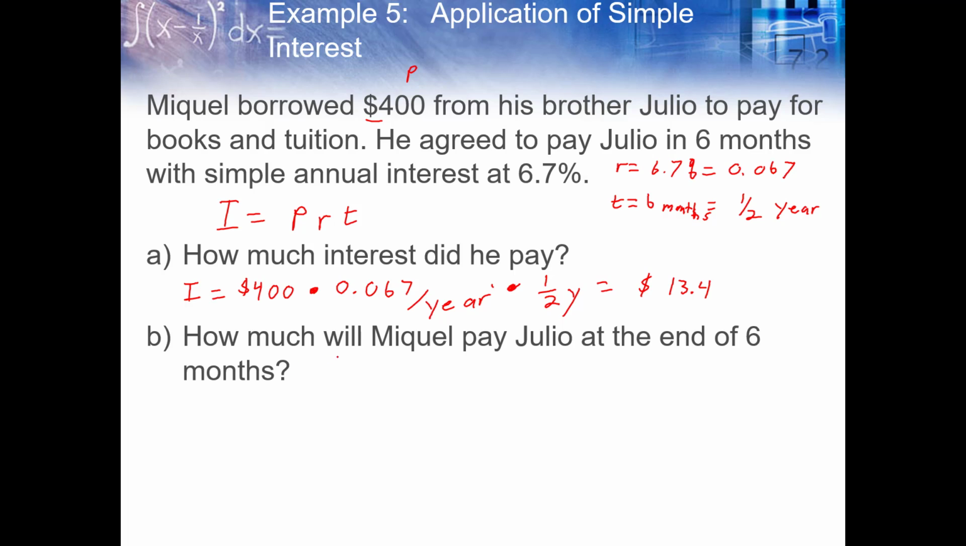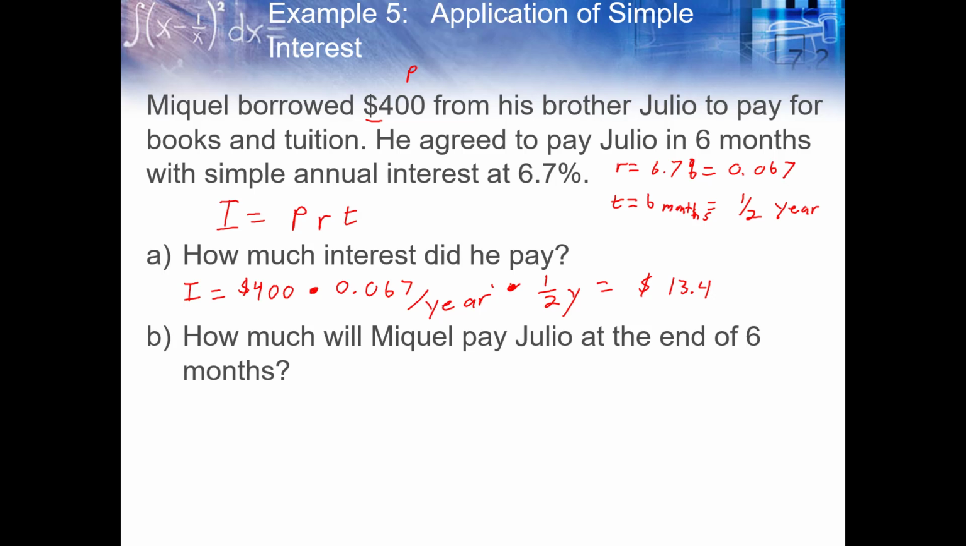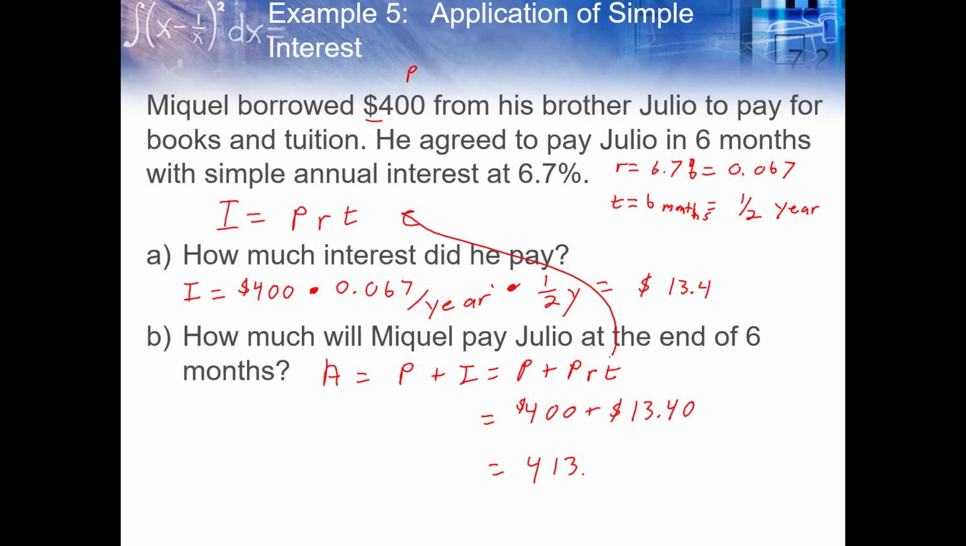And then your next problem here is, how much will Miguel pay Julio at the end of 6 months? Well, let's come back to this equation up here again. Notice that how much Miguel's going to pay is going to be equal to how much he borrowed plus the interest. Well, we've already computed that, so it's basically this number, $13.40, plus the amount he borrowed, which is $400. So how much will he pay? Well, he's going to pay the future value, which is equal to the principal plus the interest, or principal plus PRT, and we already computed PRT, so this reduces to $400 plus $13.40, and all this will be equal to $413.40. And that would be your answer for that particular example.